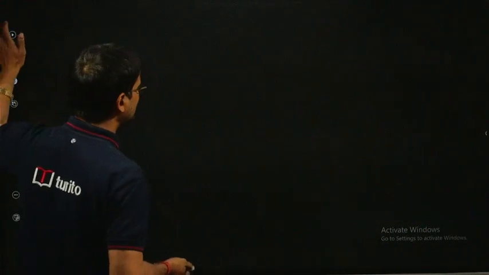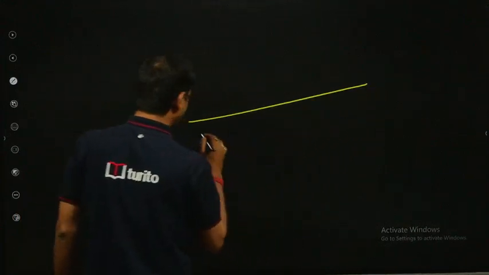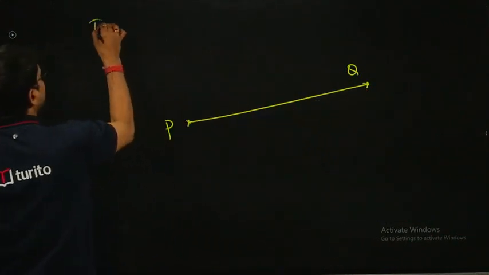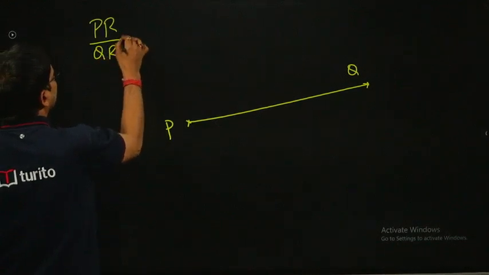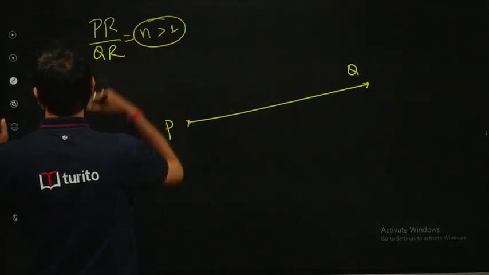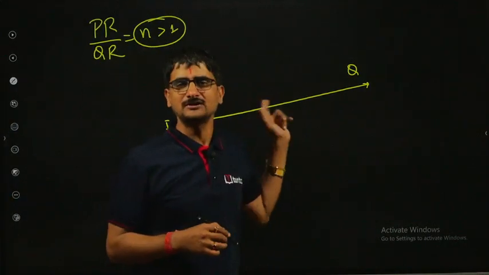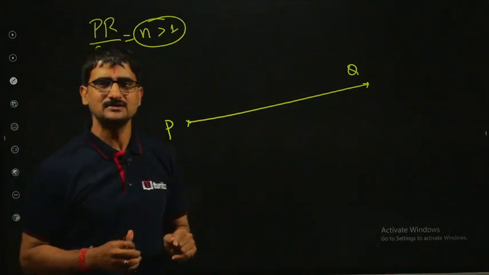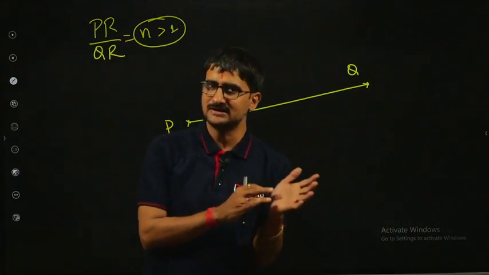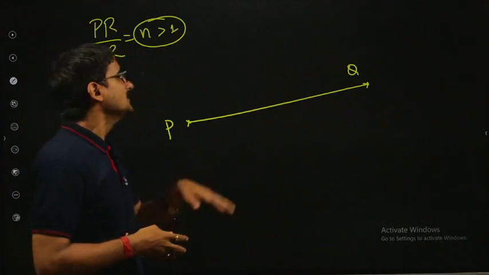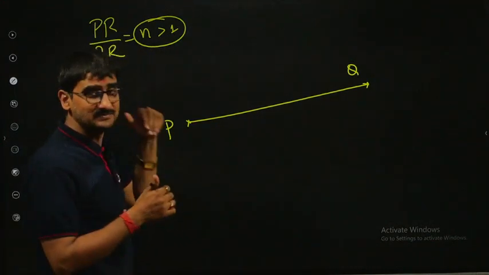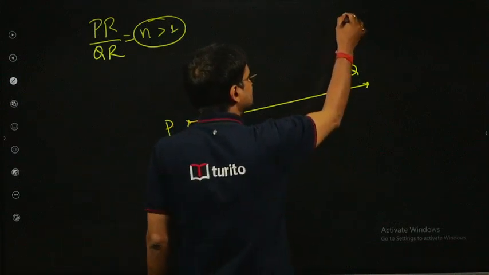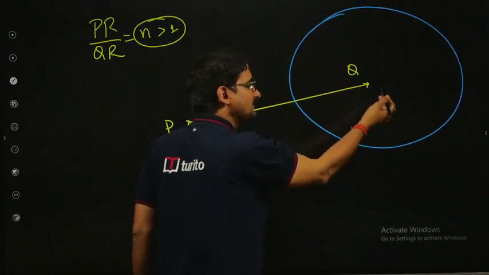So how I try to check it, one more thing I will try to tell you all here. If I am writing PR by QR is equal to n, and n is, let's say, greater than 1. See, for any circle which you get from here, it will contain only one point among P and Q. What does that mean? That simply means exactly one point will lie inside the circle and the other one will be outside the circle. How can you decide it? If n is greater than 1, that means the distance of R from P is always greater than its distance from Q. So that means Q is inside and R is outside.